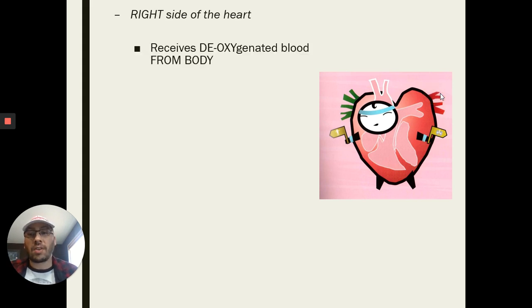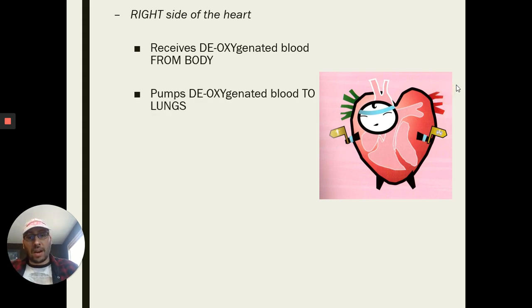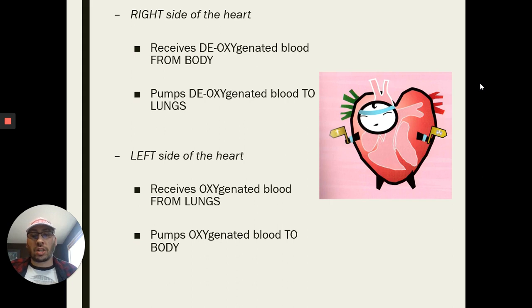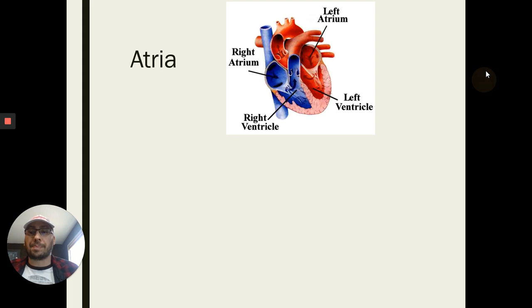The right side of the heart receives deoxygenated blood, blood that has no oxygen in it, from the different parts of the body. It then pumps that deoxygenated blood to the lungs so that we can get rid of it. The left side of the heart receives oxygenated blood from the lungs, and from there it pumps the oxygenated blood to all the different parts of our body. So your big toe, if you need it.